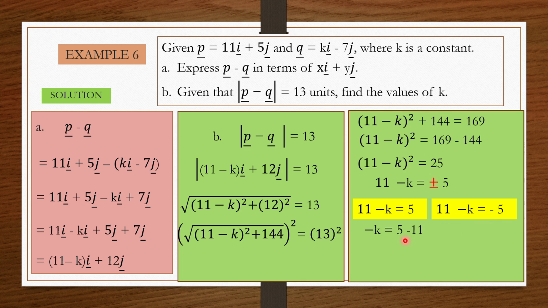So simplify this. Remember the k here has a negative sign, so make sure you keep the negative. So negative k equals 5 minus 11, negative k equals negative 6, and k equals 6. Okay, for the other equation, negative k equals negative 5 minus 11. Simplify this and your final answer will be k equals 16. So these are the values of k.